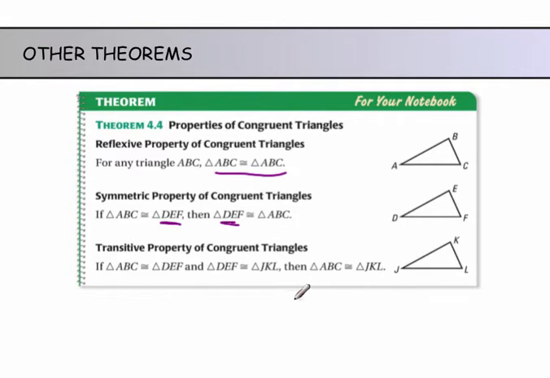And then the transitive property says if triangle ABC is congruent to triangle DEF and triangle DEF is congruent to triangle JKL, then triangle ABC has to be congruent to triangle JKL. So if this is congruent to this one and this one is congruent to this one, then these two outside ones have to be congruent to each other because of the definition of congruency.